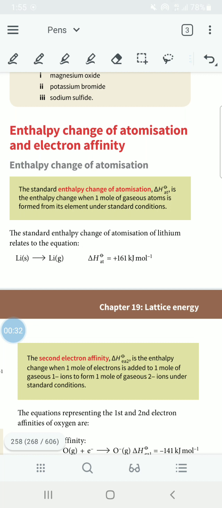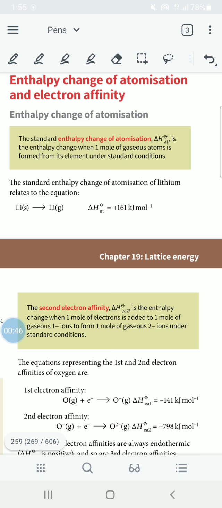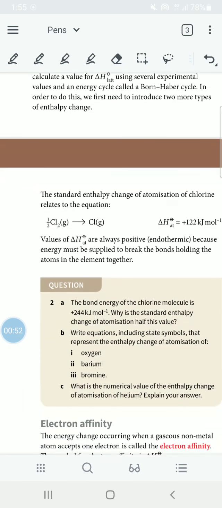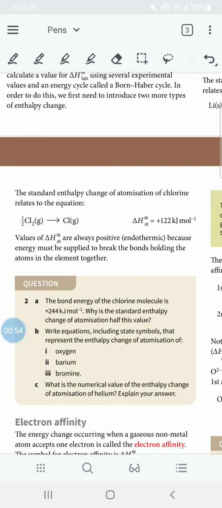So now when you take lithium, under standard conditions it is solid. So conversion of lithium solid atoms into 1 mole of lithium gas. So that is what we are talking about. So here it is plus 161. So that means energy has been taken in. It's an endothermic reaction. Then chlorine, it is half Cl2 becoming Cl gas. Once again, both are in the same state, gaseous state, but half of a chlorine molecule is what becomes 1 mole of chlorine atoms.